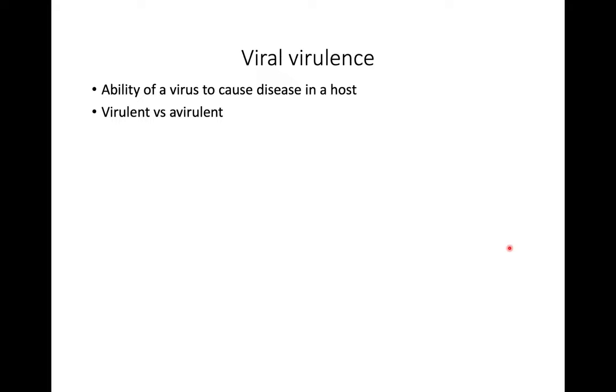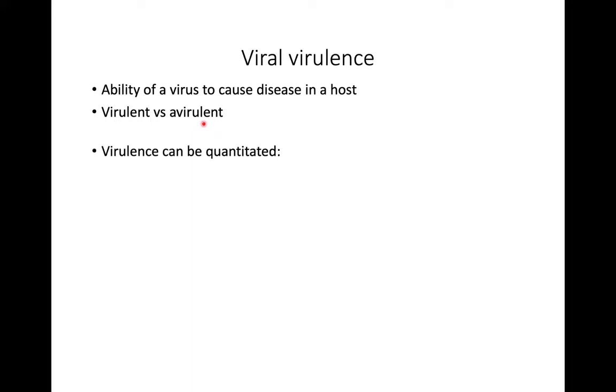When we talk about an acute infection, a persistent infection, what we're referring back to is the virulence of a particular virus. So virulence is defined as the ability of a pathogen, a virus or a bacteria, to cause disease in a host. So there are viruses that can be very virulent. They can cause a lot of disease in the host, very bad disease. And those that are avirulent. Avirulent meaning they don't cause symptoms, they don't cause disease.